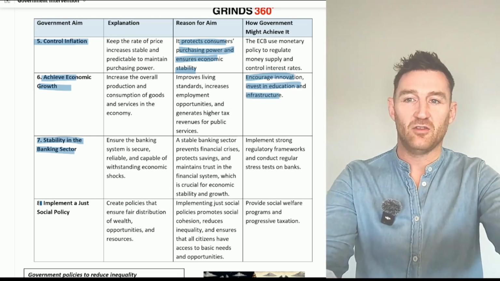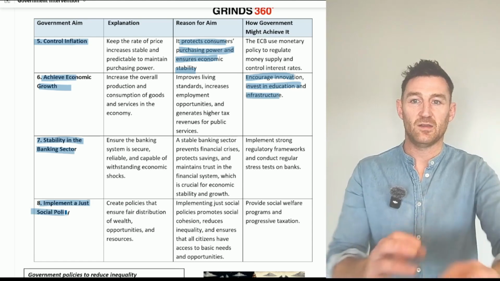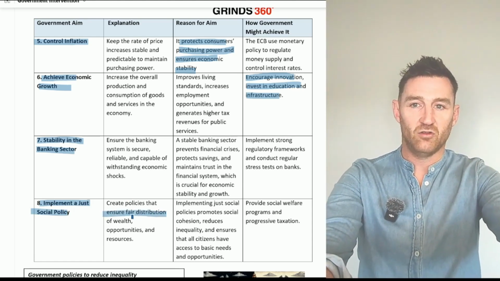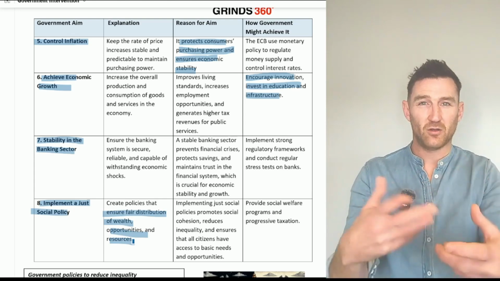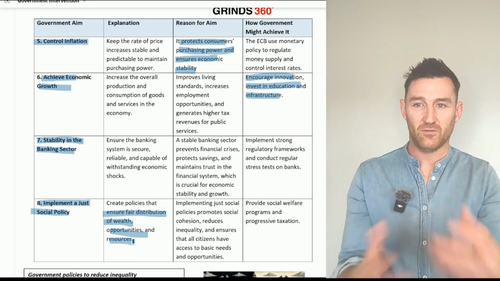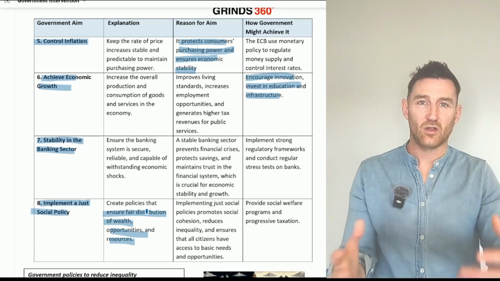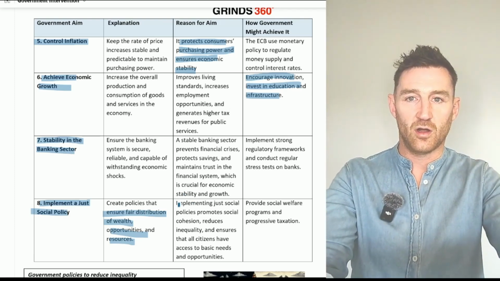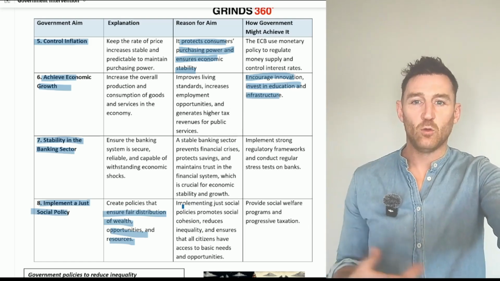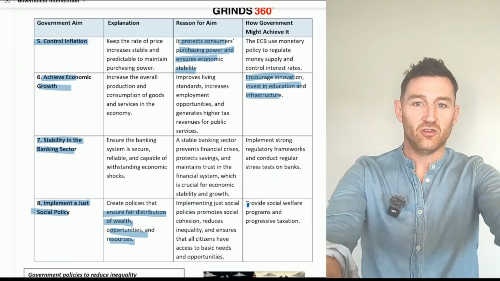And implement a just social policy. So really that's about having policies that ensure a fair distribution of wealth, opportunities and resources. So remember, coming back to where we started this, one of the big benefits of a mixed economy is that the government can step in and look after those who are unemployed or those who are retired. The reason for that aim, well, it reduces inequality. That's the whole thing. How can the government achieve it?